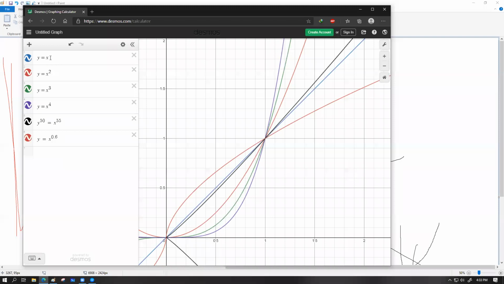Exactly. For example, over here for y equals x, the difference of the powers of these two numbers is what? 0. You have a straight line.